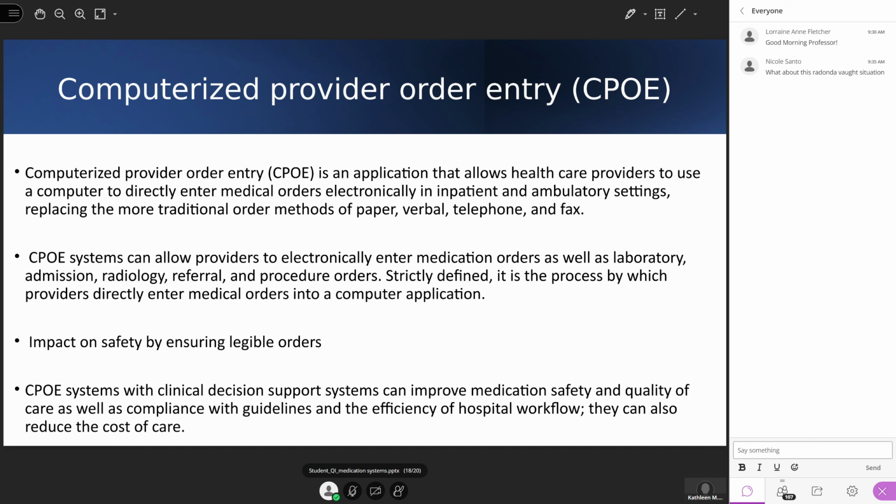So computerized provider order entry. So this is probably the biggest deal. So I'm sure you've read about when you guys were doing medication administration that a lot of errors used to be made because of the handwriting of, for example, the providers not being legible, and orders not being understood, or the wrong medication not being able to be read correctly. So this basically has eliminated this, because obviously the provider puts the order in, and it's much more legible. It improves patient safety, the quality of care, as well as compliance with guidelines, and the efficiency of hospital workflow, and they can also reduce the cost of care.